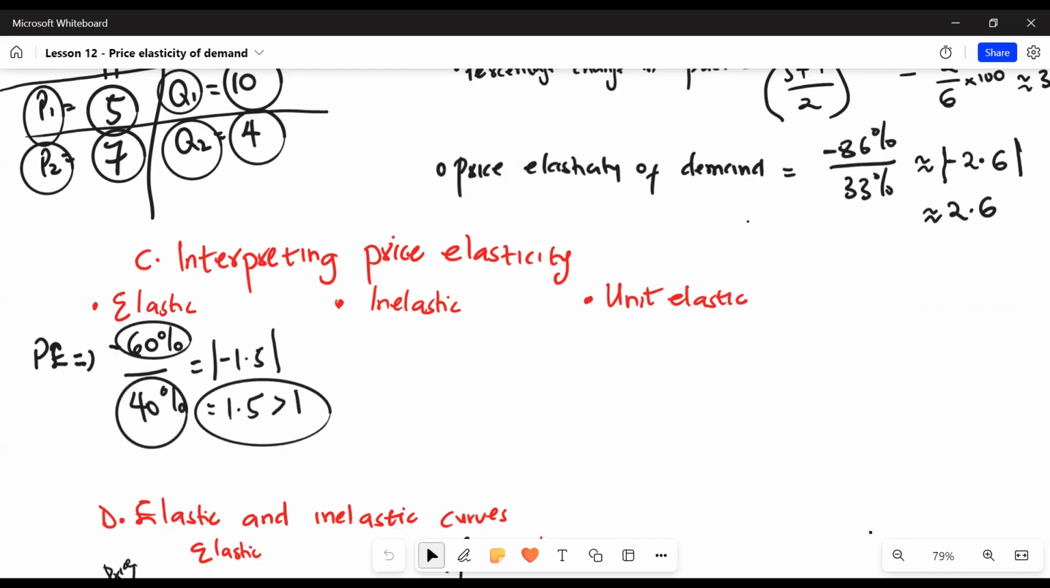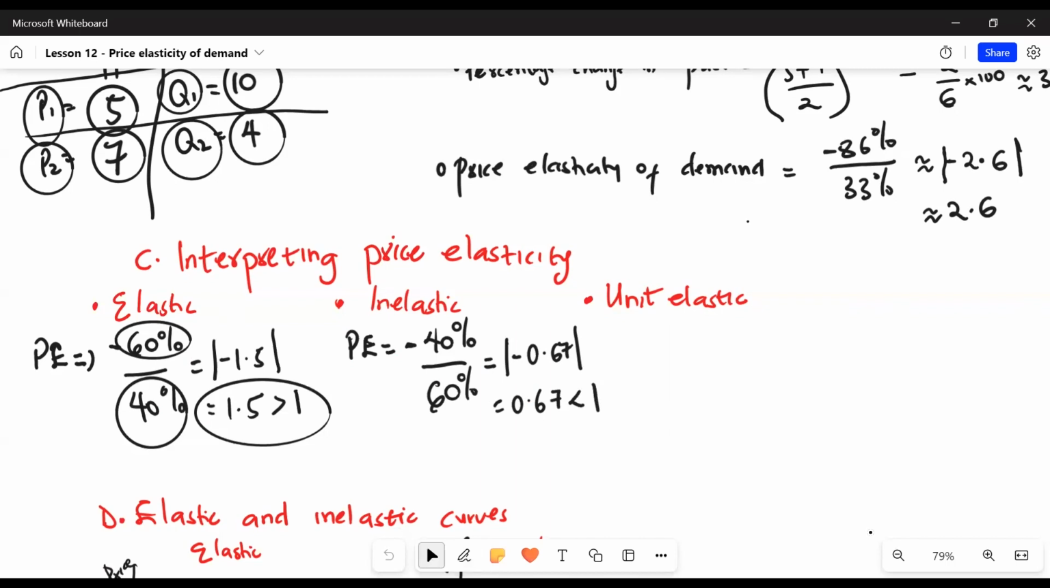Now let's move on to inelastic. When quantity demanded is very unresponsive to changes in price, then the demand is inelastic. For example, if you calculate price elasticity, you might get something like 40% for quantity demanded changes versus 60% for price changes. And this is going to give you an absolute value of 0.67, which is less than 1.